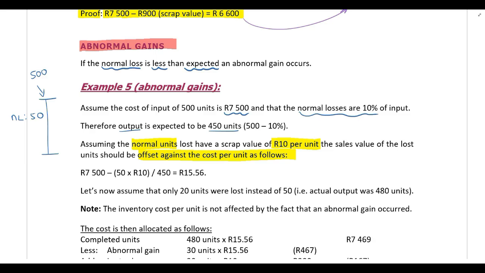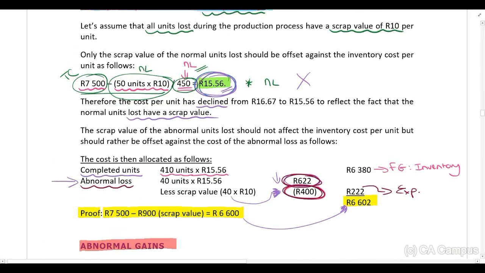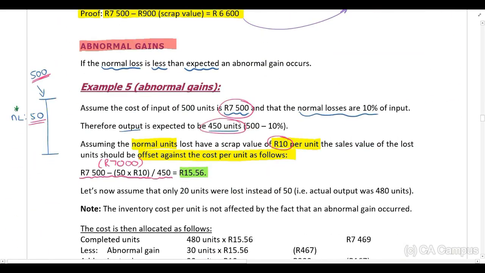So look how we calculate our unit cost. So we say we've got a cost of 7,500 Rand. However, these 50 units we think are going to be sold for 10 Rand each, which generates 500 Rand income for the company. So that must be taken into account because it means I'm sitting with a cost here of only 7,000 Rand instead of 7,500 Rand, because the normal loss must be taken into account when I calculate the value of my inventory. Then when I divide, I don't divide by 500 units, I divide by 450 units, again, because the normal loss must be taken into account. So we work out our inventory cost per unit. And if you refer above to the previous example, it's exactly the same inventory cost per unit that we calculated previously, because it's the same scenario. We've got 50 units, which are the normal loss.